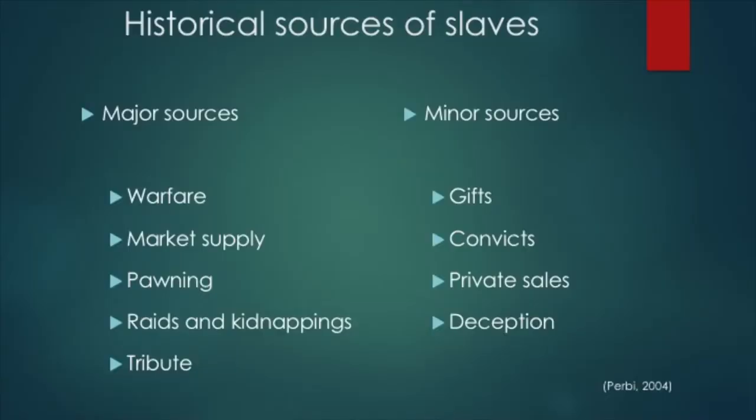Now, these are also some of the major and minor sources of slavery in historical times. For the most part, slaves were gotten from warfare, from market supply, from pawning, raids and kidnappings, and tribute. And as minor sources from gifts, convicts, private sales, and deception. And as we delve into the contemporary forms now, we'll be able to tell which of these are still very much prevalent under different captions. But you would realize that in terms of the modus operandi, or how slaves were gotten by these methods, it's pretty much the same. Only the names that are ascribed to these things change.